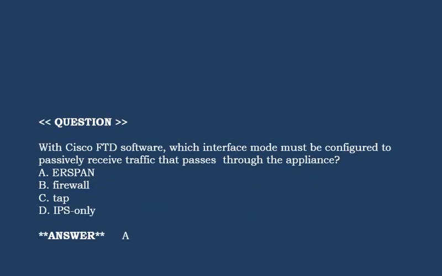Next question is, with Cisco FTD software, which interface mode must be configured to passively receive traffic that passes through the appliance? Option A. ERSPAN. Option B. Firewall. Option C. TAP. Option D. IPS only. Correct answer is option A.